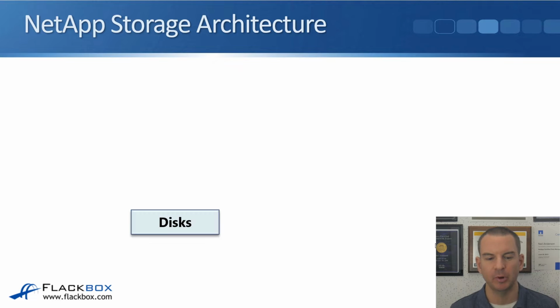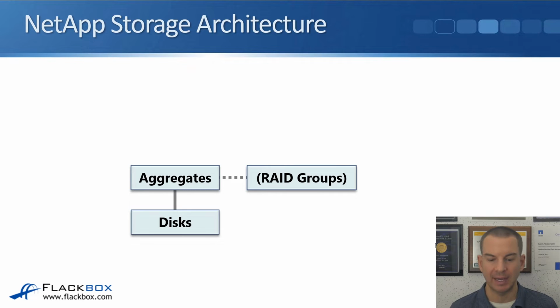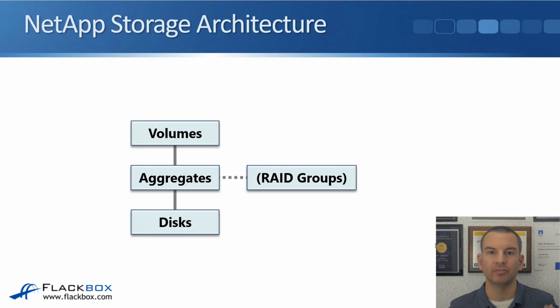So starting off at the bottom, we've got the disks. The disks are arranged into aggregates. Our RAID groups are an attribute of the aggregate. And then we've got our volumes. Volumes are the lowest level that users can access their data at, and volumes go into aggregates.